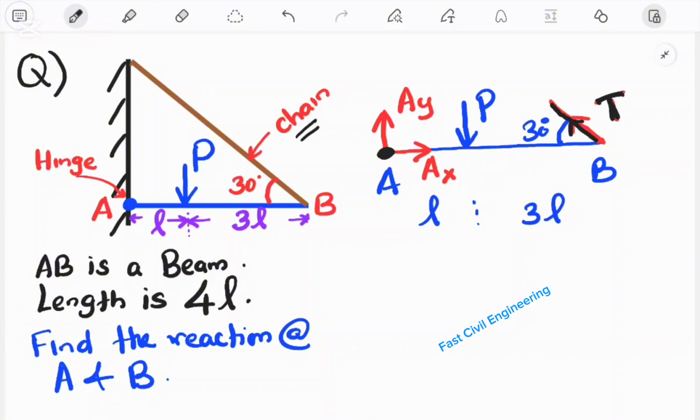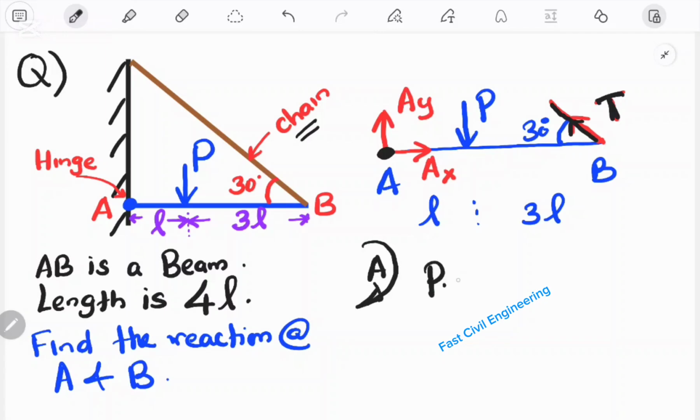The easiest way is to take moment about A to the AB rod, not the whole system, the AB rod. Take moment about A to the AB rod. We can consider clockwise positive or anti-clockwise. Consider clockwise positive about A.